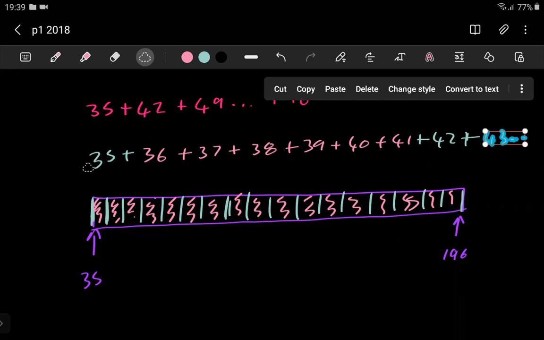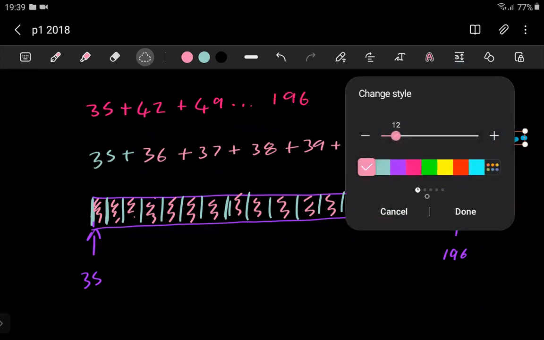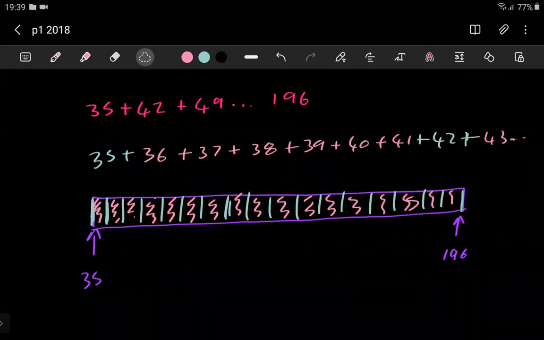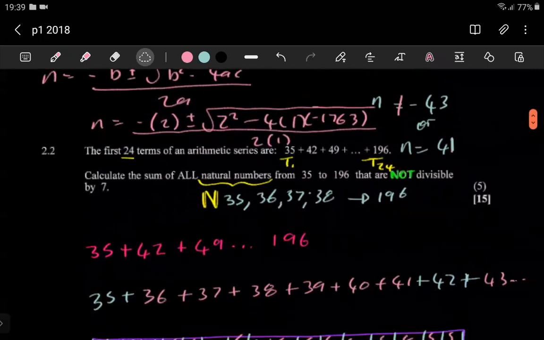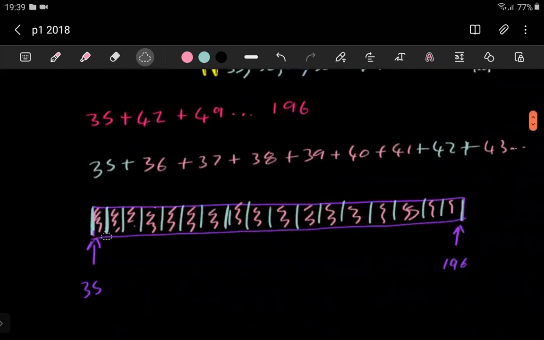196, because between 35 and 196, more numbers are not divisible by 7 than the ones that are divisible by 7. But without making anything too complicated, if the question is saying calculate the sum of all natural numbers from 35 to 196 that are not divisible by 7, they want you to add up all these numbers that are in between the numbers that are divisible by 7. Now to do that, it's actually quite simple.